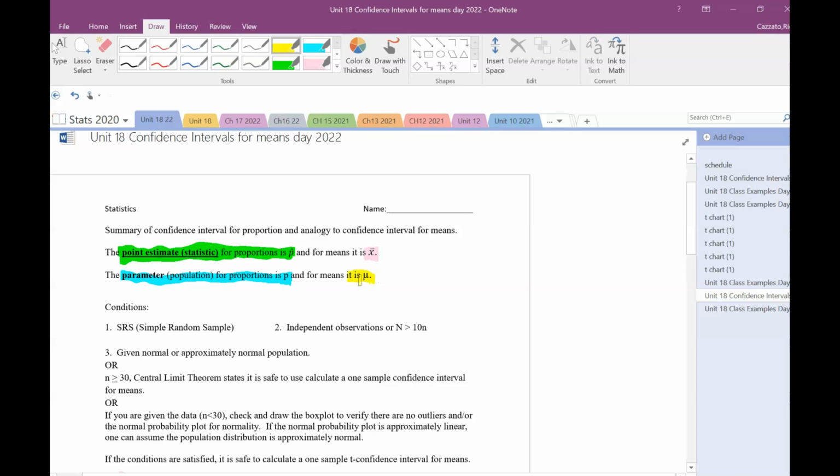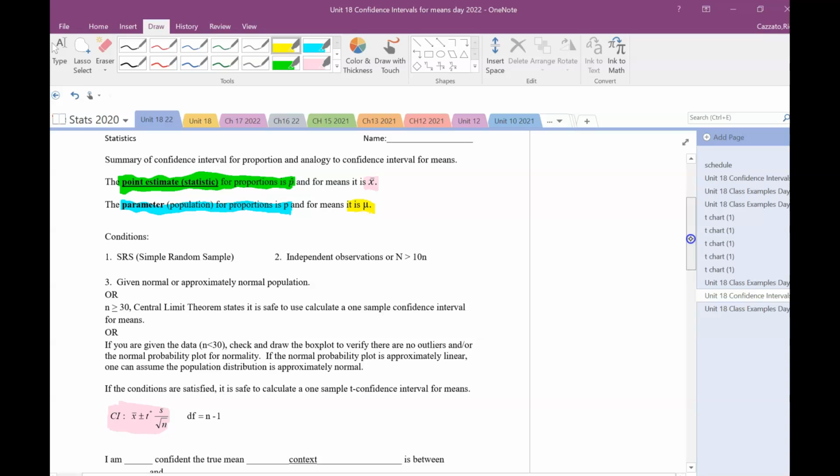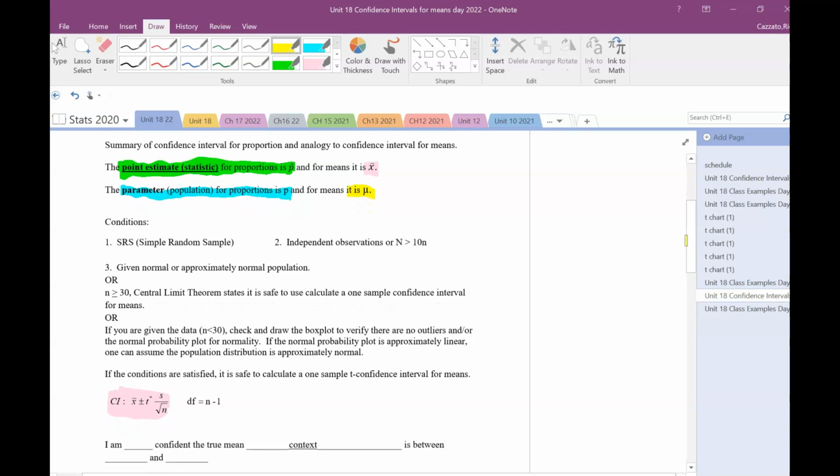And just like in the last unit there were conditions, there are several conditions. You can see them on the screen. Simple random sample, independent observations, or capital N is bigger than 10n. That means the population is bigger than 10 times the sample size. And the third condition changes a little bit, and we're going to go through that in a little bit, so I'm not going to talk about it right now.